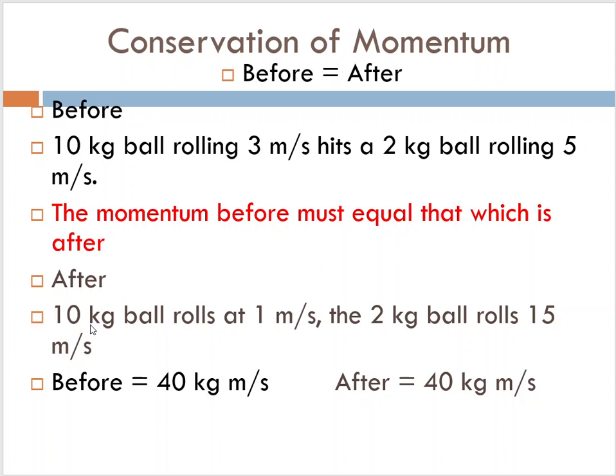So after, they tell us that the 10 kilogram ball rolls at 1 meter per second, and this 2 kilogram ball is now rolling at 15 meters per second. So we have 10 times 1 is 10 kilogram meters per second, 2 times 15 is 30 kilogram meters per second, for a total of 40 kilogram meters per second. So before the collision we had 40 kilogram meters per second of total momentum, and after the collision we still have 40 kilogram meters per second of total momentum.